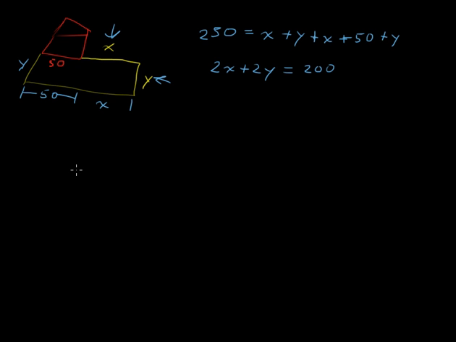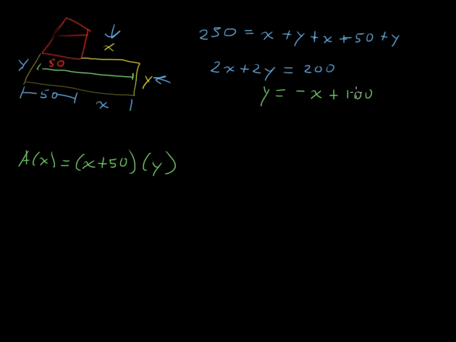I'll come back to that. And right now I'm going to find the area. The area as a function of x. Well, that's just x plus 50. This distance is x plus 50. So x plus 50 multiplied by y. Well, we have to get this y in terms of x. So I'm going to subtract 2x from each side and divide by 2, and I get y equals negative x plus 100.